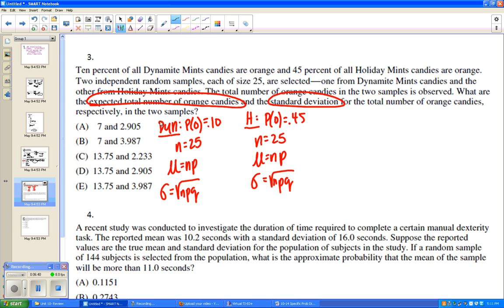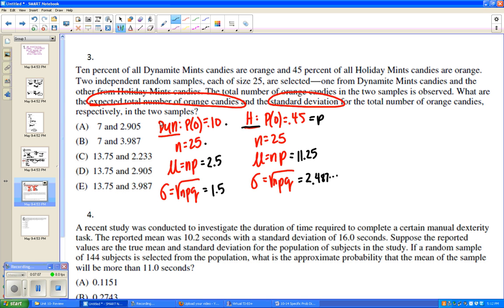So if we plug in this n and this p into this formula, we get a mean for dynamite of 2.5 orange candies. If we plug in all our numbers here, we'll get a mean and a standard deviation of 1.5. For holiday candies, this is our p. That's our n. So our mean here is 11.25. Our standard deviation is 2.487 something. So each of these is binomial.